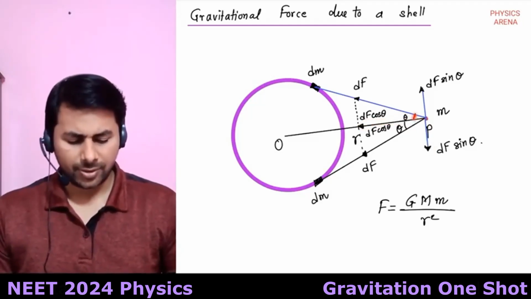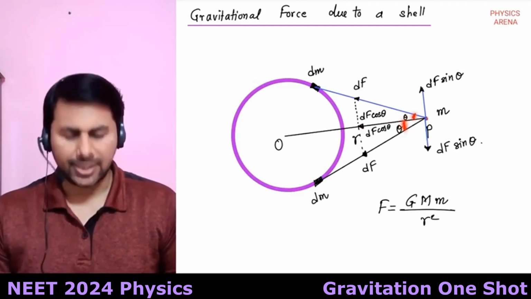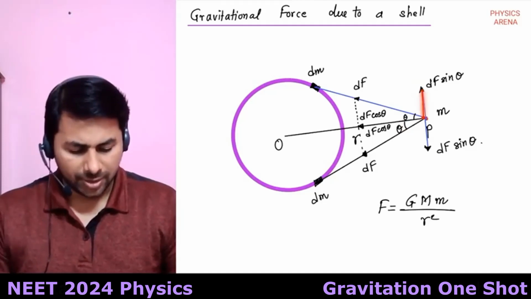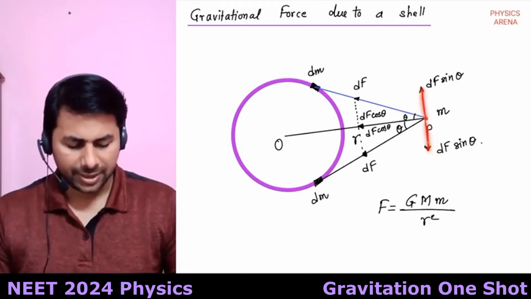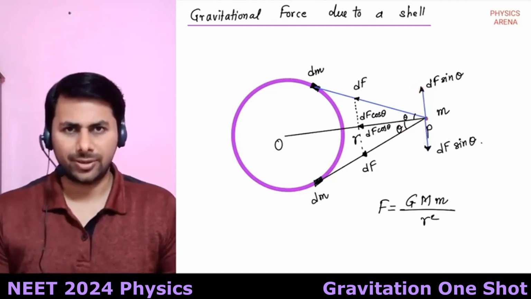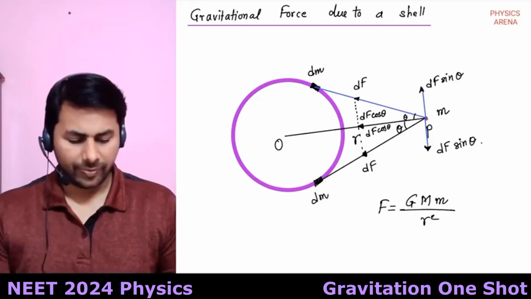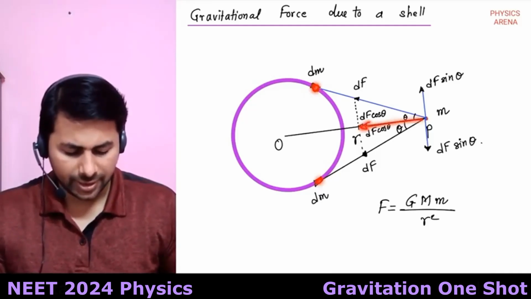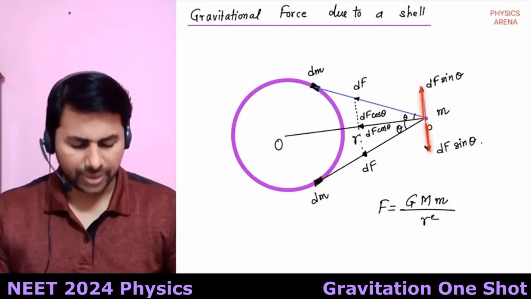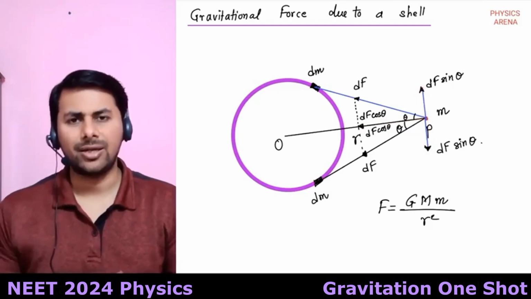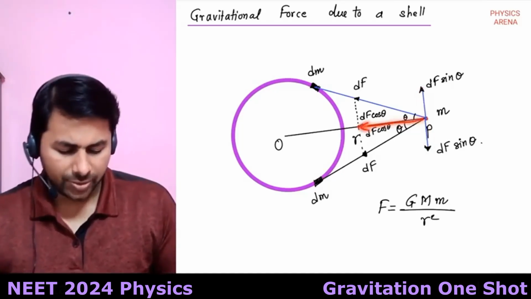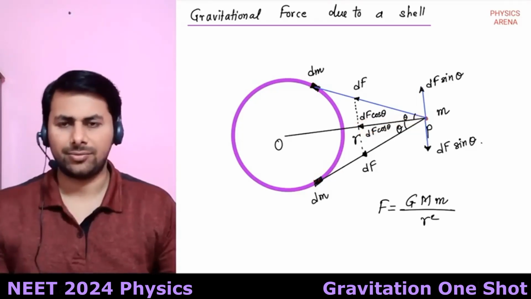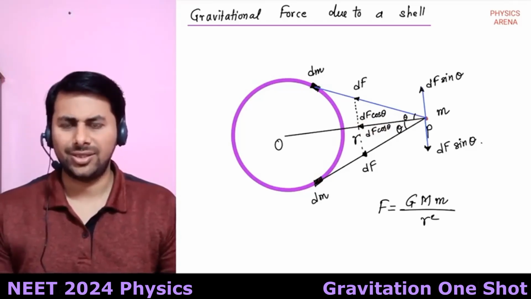Okay. So suppose this angle is theta. This angle will also be equal to theta, and therefore these components will be df sine theta, df sine theta. They are equal and opposite. Therefore, the force due to this mass and this mass is in this direction only. So these two components get cancelled out because they are equal and opposite. So net force due to these two masses is towards the center of the shell. Okay, is this thing clear?